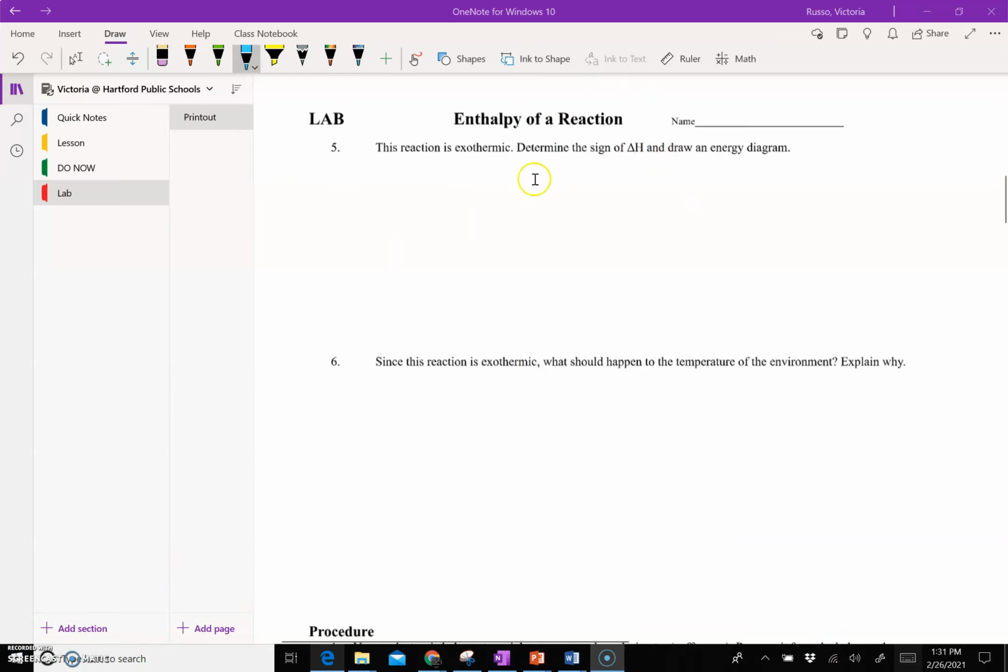So question 5 and 6, I'm going to let you answer by yourself. These are in your notes. What I want you to do now is pause this video and then go back to Google Classroom and click on the video, it's the second video, of me doing the lab.